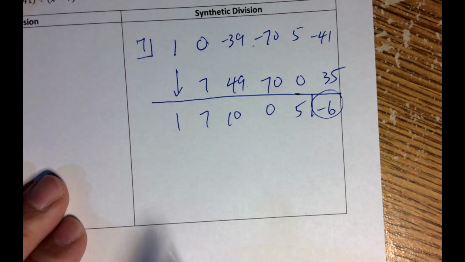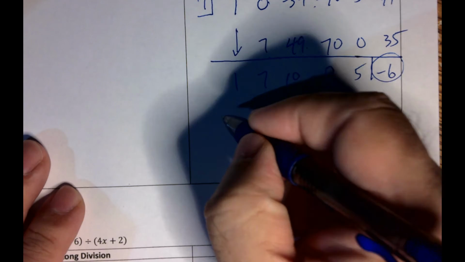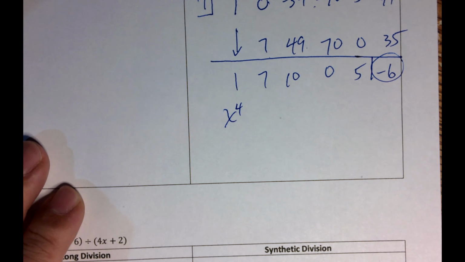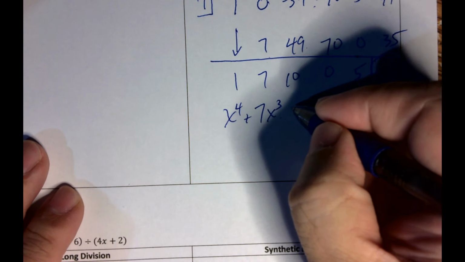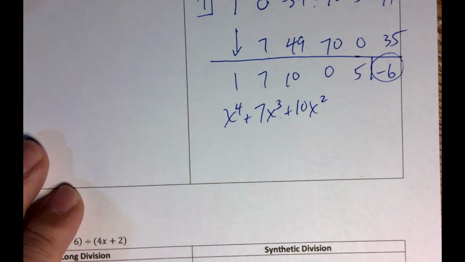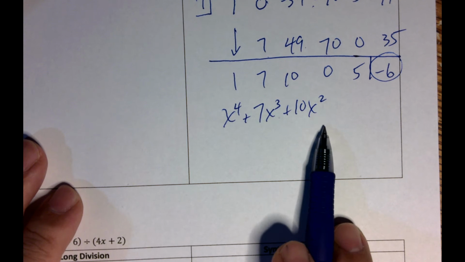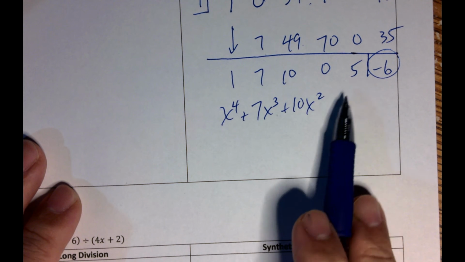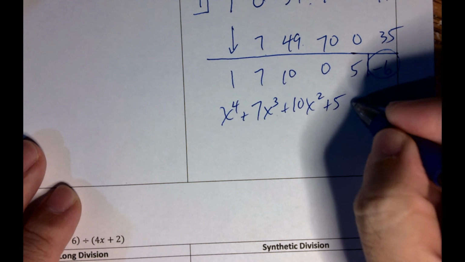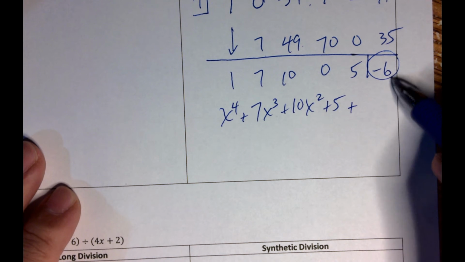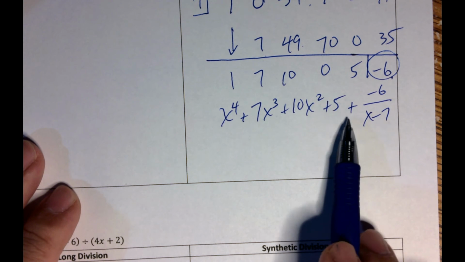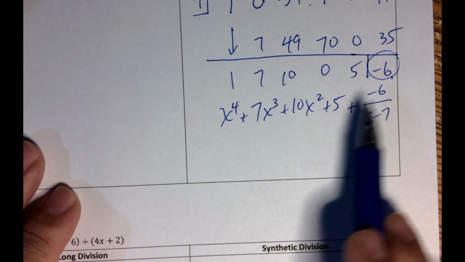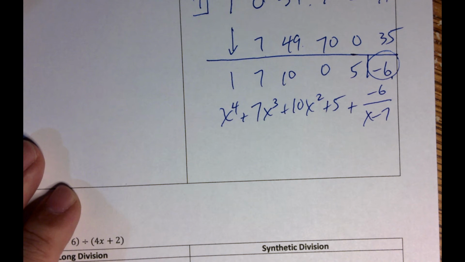Okay, and remember the original problem was x to the 5th. So this means this is going to start at x to the 4th. So it's 1x to the 4th, but I don't bother to write the 1. Positive, so it's plus 7x cubed plus 10x squared. I can write the 0x, but I'm not going to. I'm going to skip the 0x and just go straight to 5. So it's plus 5. Plus, the remainder is negative 6 over the divisor of x minus 7. And yes, you are welcome to write, instead of a plus a negative 6, just a minus 6 over x minus 7. All right? That's the second example.